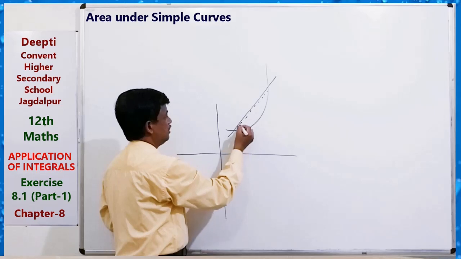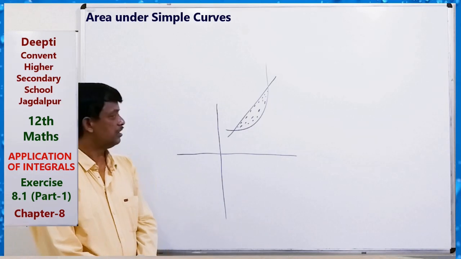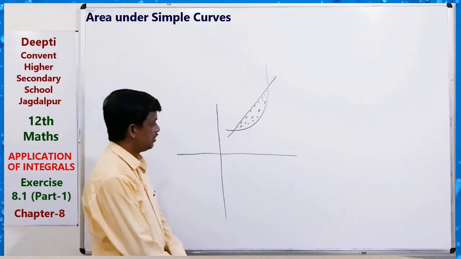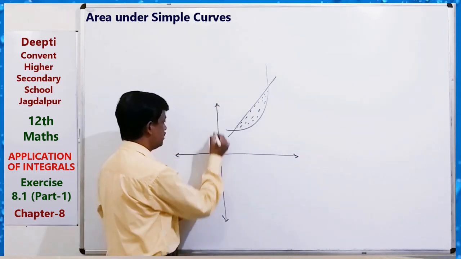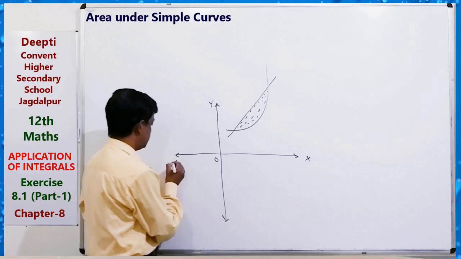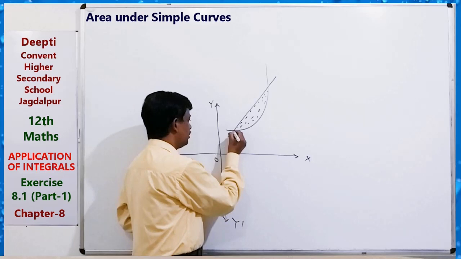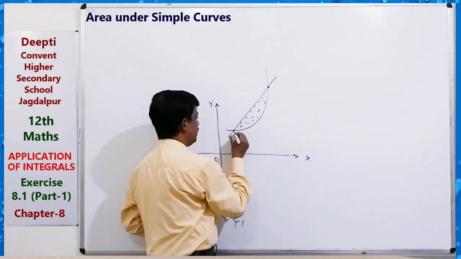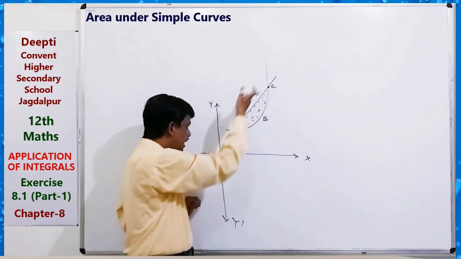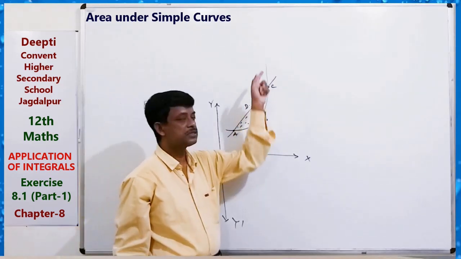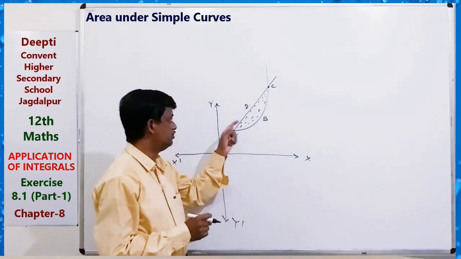Now we want to find this area. So how can we get the area of this region? This is the x-axis, this is the y-axis, x dash, y dash, origin. This is a curve. A, B, C, D. ADC is a line. ABC is a curve. Now we want to find the area of this part.